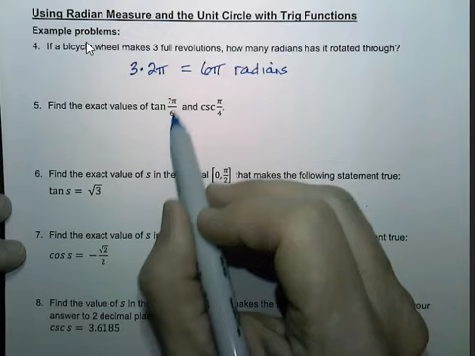The next thing is to find exact values for some of our trig functions. Now this is the same thing that we did in the last unit, it's just now that our angle measures are in radians instead of degrees.